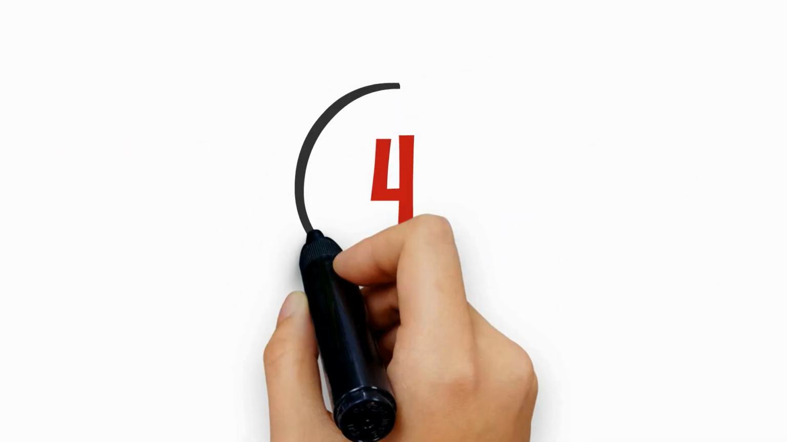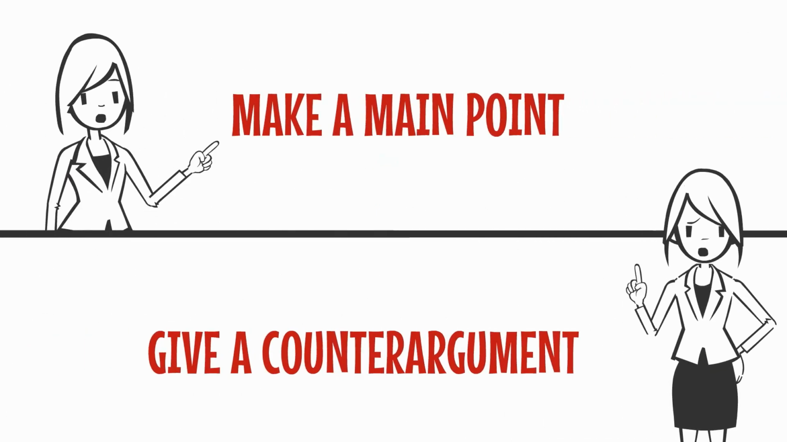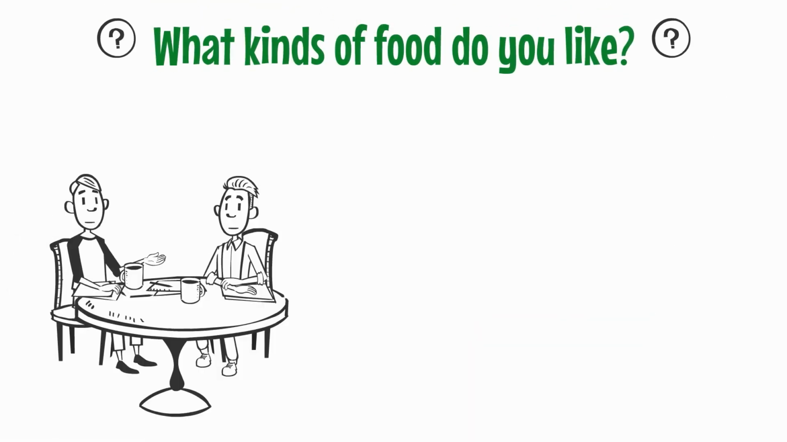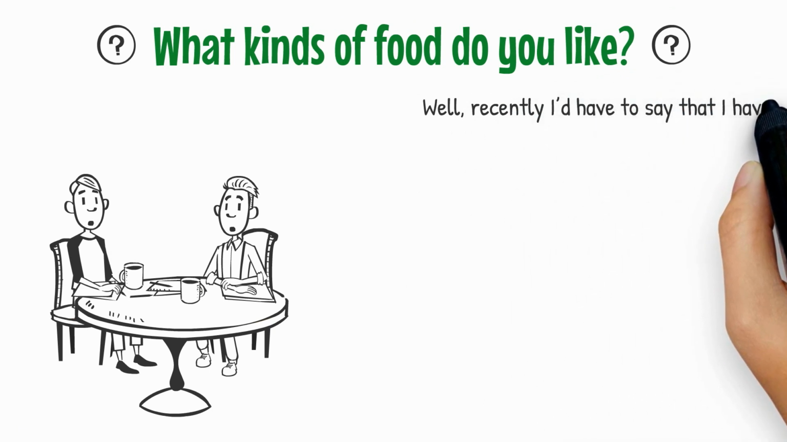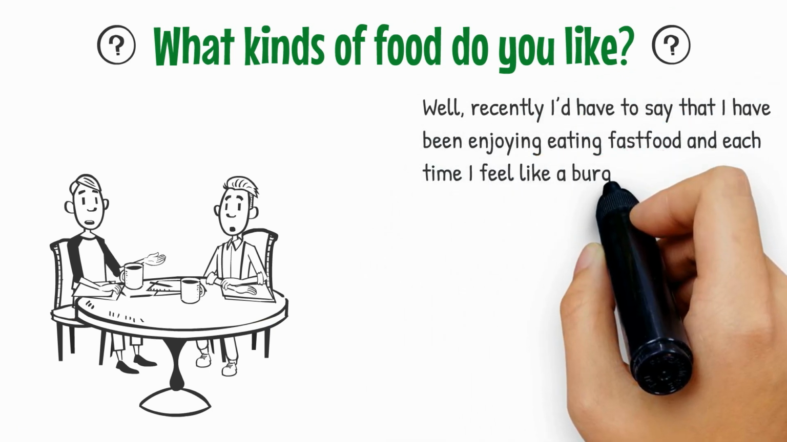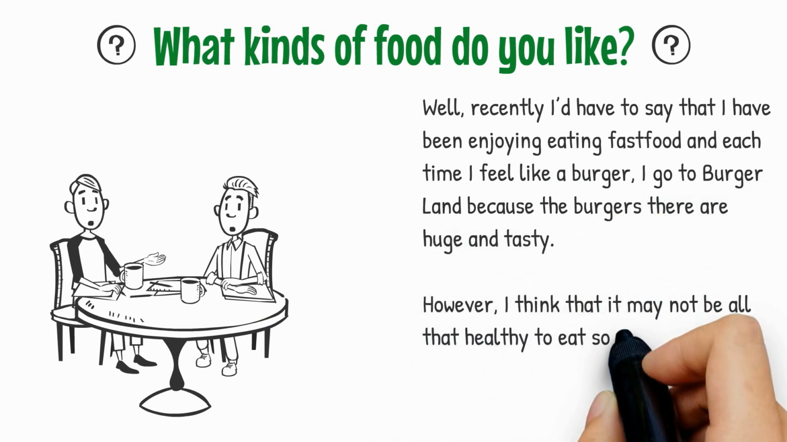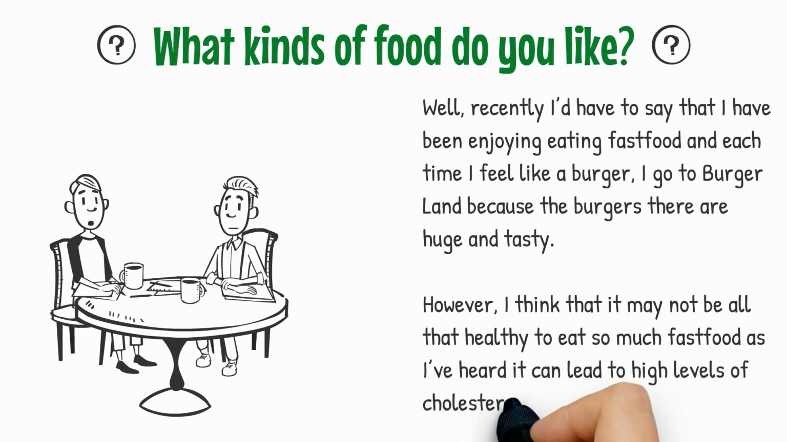The fourth strategy is concession. This strategy involves making a main point and then giving a counter-argument to it. So here's an example for the same question about food with this strategy. What kinds of food do you like? Well, recently I'd have to say that I've been enjoying eating fast food, and each time I feel like a burger, I go to Burgerland because the burgers there are huge and tasty. However, I think that it may not be all that healthy to eat so much fast food, as I've heard it can lead to high levels of cholesterol.